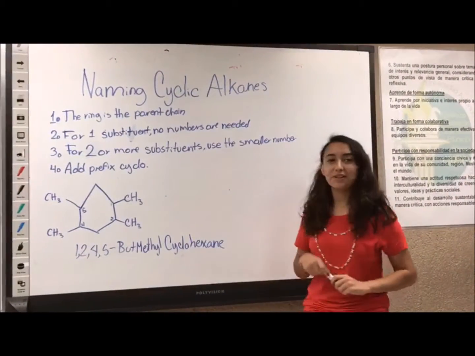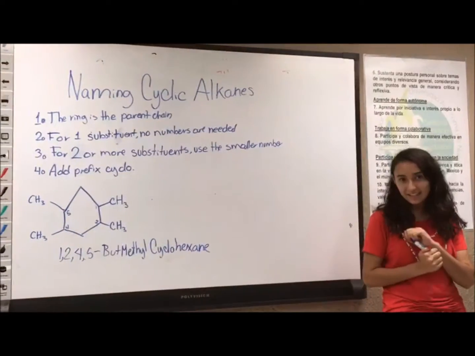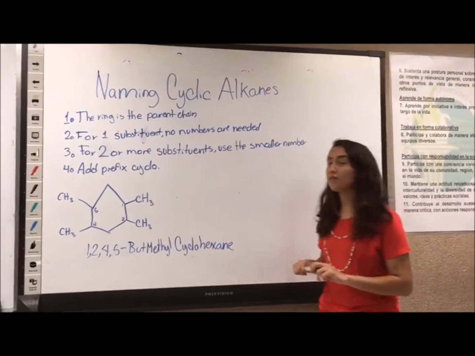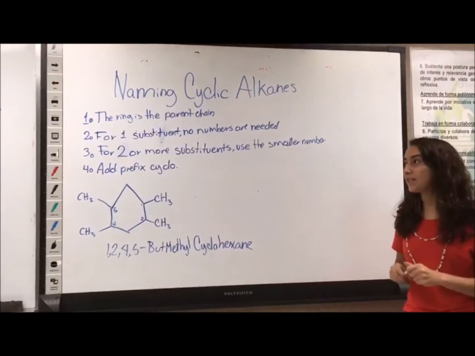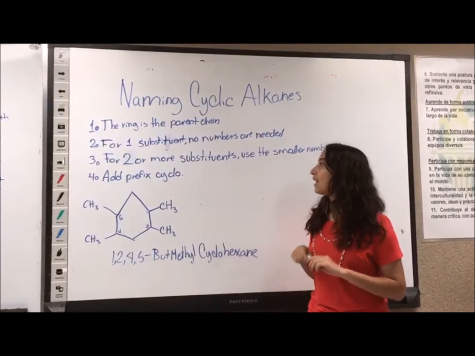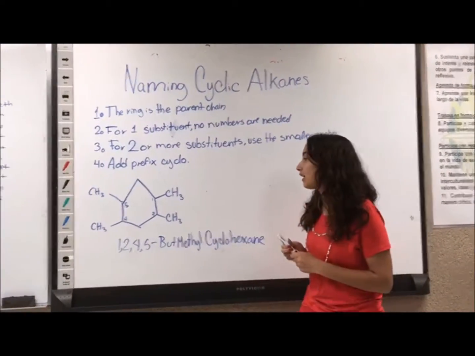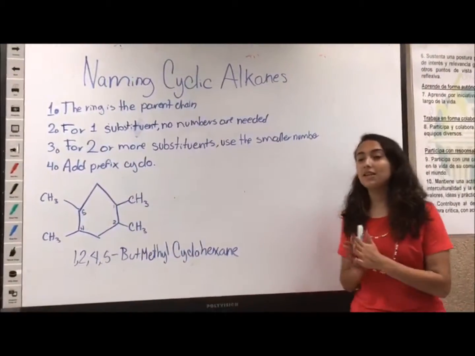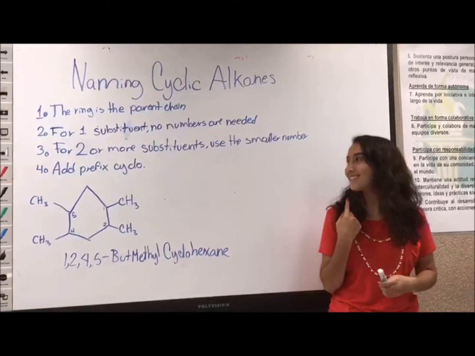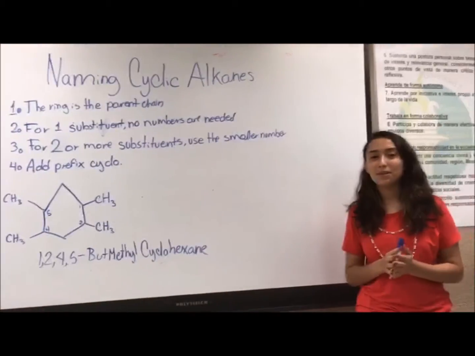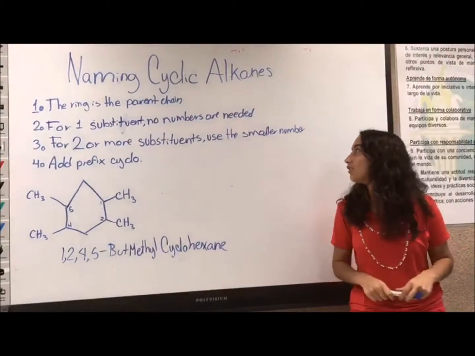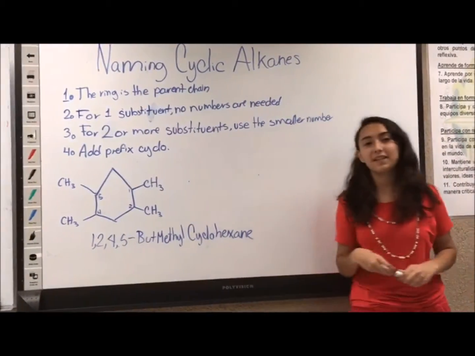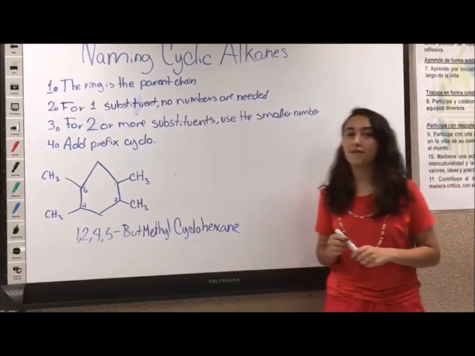Hi, my name is Carla and I'm going to show you how to name a cyclic alkane. These are pretty similar to normal alkanes, except that we will have 4 tips that will always be present. The first one and the most important is the ring is always the parent chain. You can never use a branch as a parent chain, it's always a ring. Then the other one is for only one substituent, you don't need to add numbers, but if there are 2 or more substituents, you need to use the smaller number. And the 4th is to add the prefix cyclo in front of the alkane.